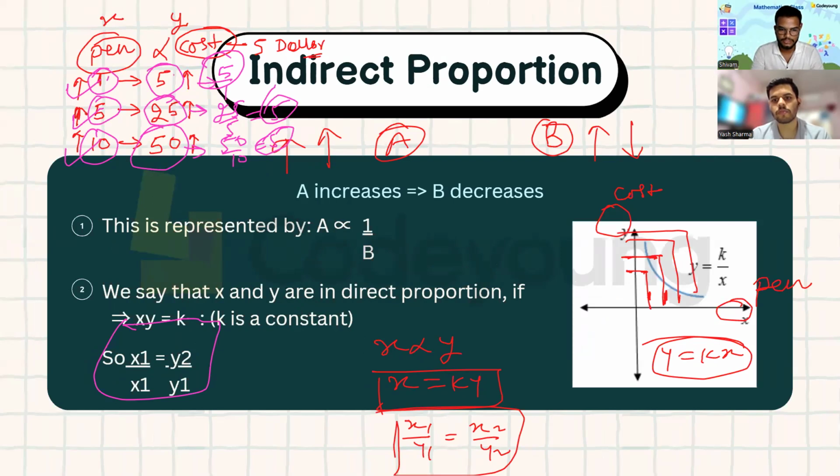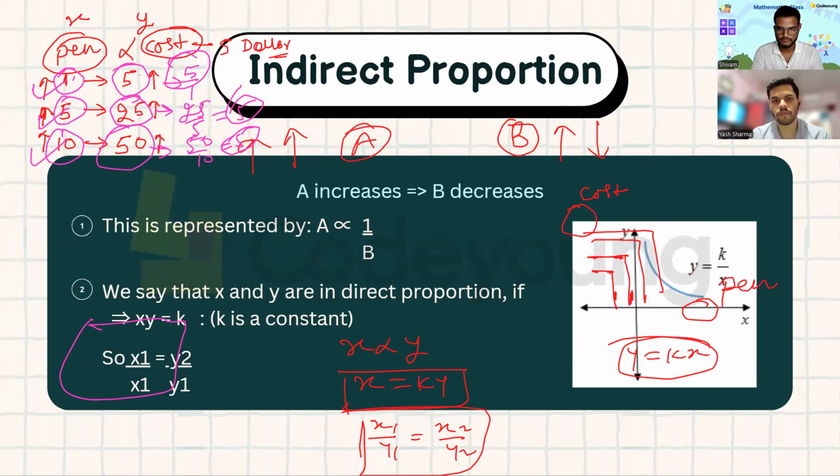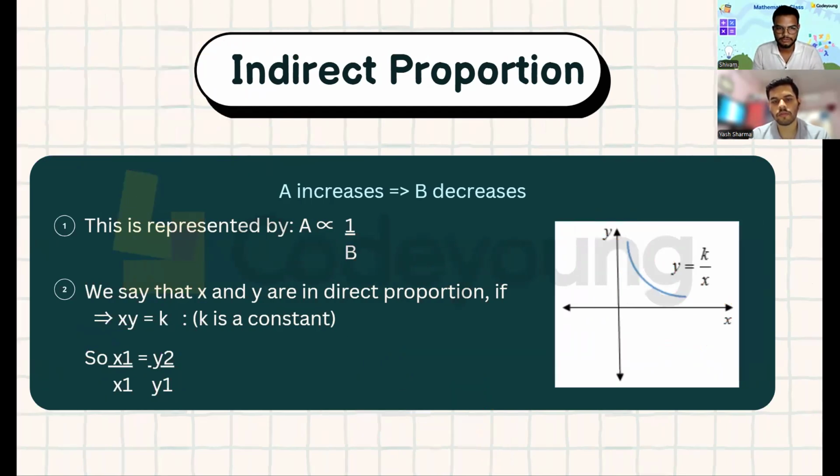Direct means what? Changing directly. Now the next one is indirect. Indirect means it is going to just reciprocate, or you can say reciprocal of the first one. If one quantity A is increasing, then B should decrease. If that is happening, then you will say it is indirect proportion.